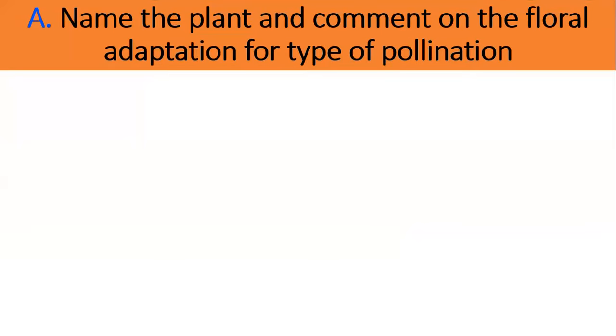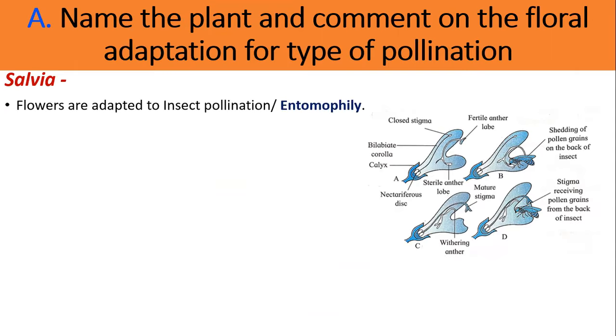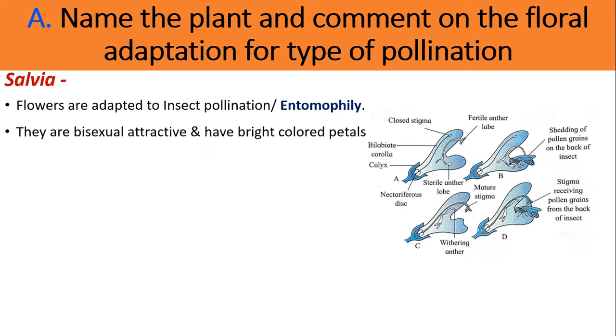But at spot A, instead of maize, they might keep a colored flower sometimes. So: name the plant and comment on the floral adaptation for the type of pollination. When there is a colored flower, or you can see an insect and the flower in the diagram, then you need to understand it is insect pollination. The example for this is salvia. Salvia shows lever mechanism. Flowers are adapted to insect pollination, that is entomophily. Salvia flowers are bisexual, and they have to be attractive, bright, colorful, so that they can attract the insect for pollination.